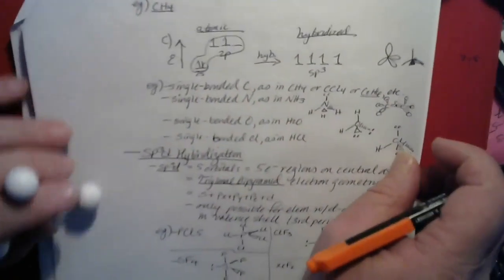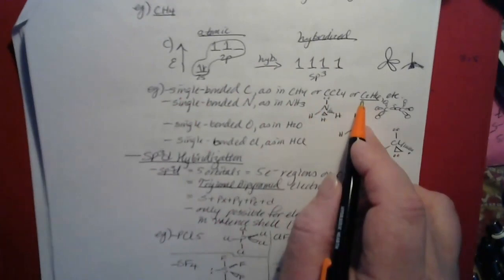Okay, so where you'll find sp3 type hybrids would be in single bonded carbons, as in CH4 or CCl4 or C2H6. The thing about carbon is that it can form chains with itself. And so what you can do is actually take a tetrahedral carbon and put it together with another tetrahedral carbon, and you can do that over and over again and get long chains.